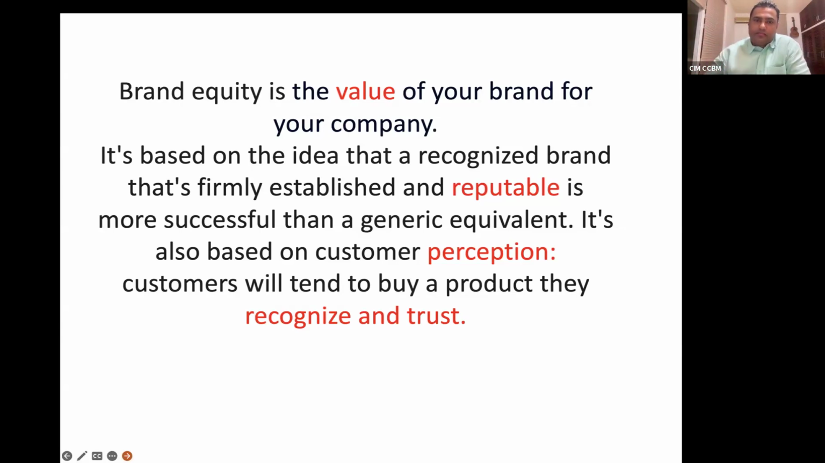Only for the brand name. So you can just sell it off to someone, saying, here's the value of this brand. And sometimes the equity of the brand is about 500 times bigger than the fixed assets of the brand, right? The intangible brand value. It's based on the idea that a recognized brand that's firmly established and reputable is more successful than a generic product.